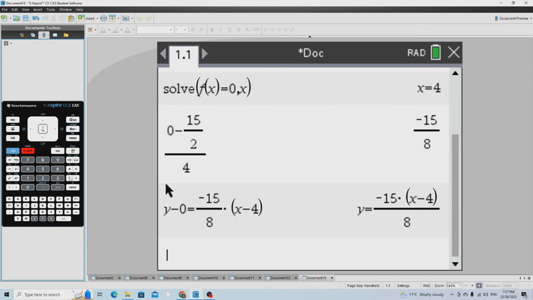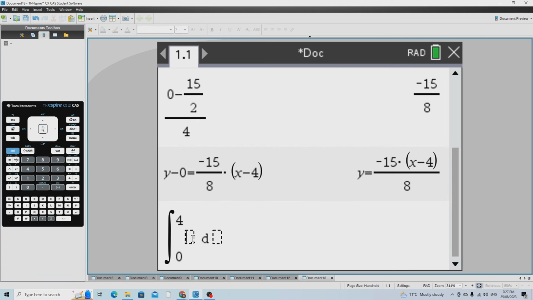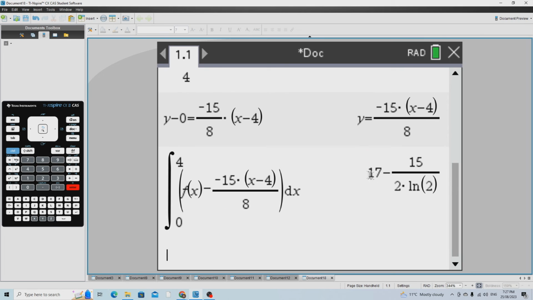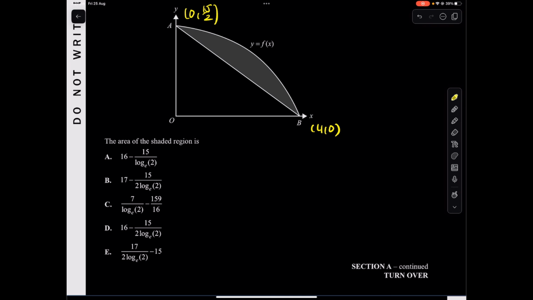Now what we want to do is find the area from 0 to 4 of first the f of x minus this function over here, dx, and that gives you this over here, so that's your answer. Which one does this look similar to? 17 minus 15 over 2 log e 2. B is your answer for that one.